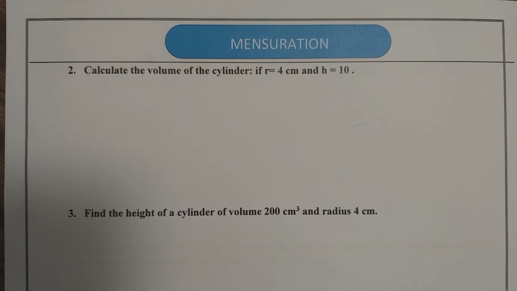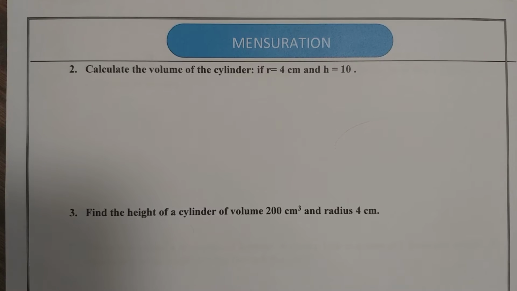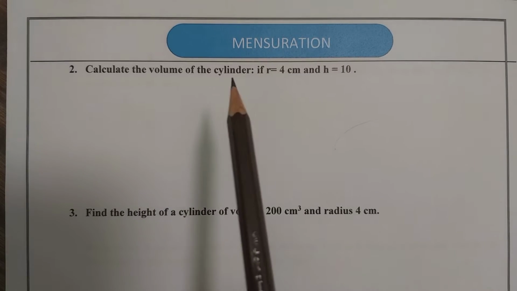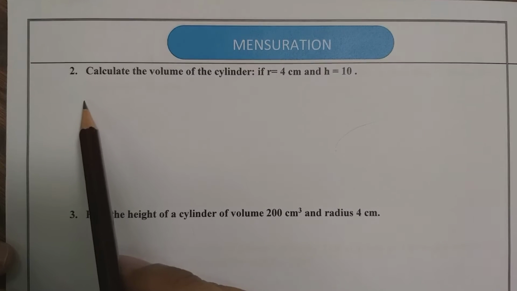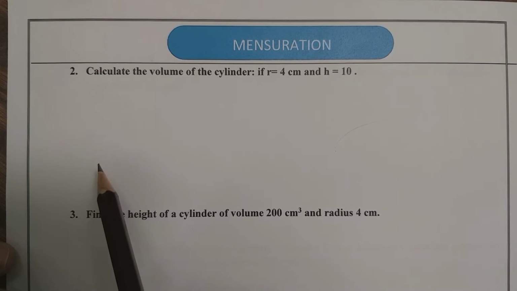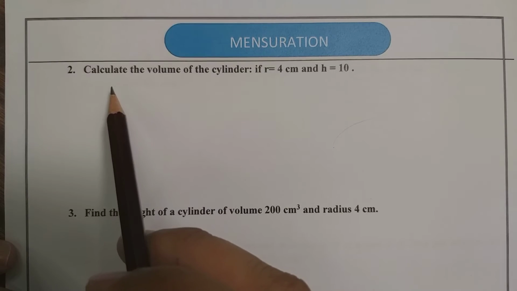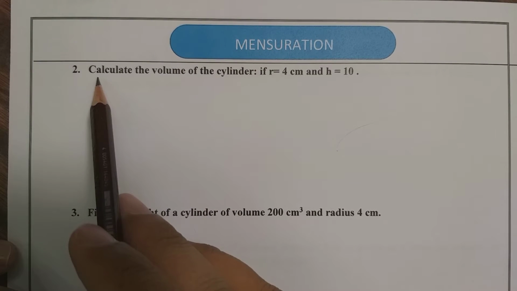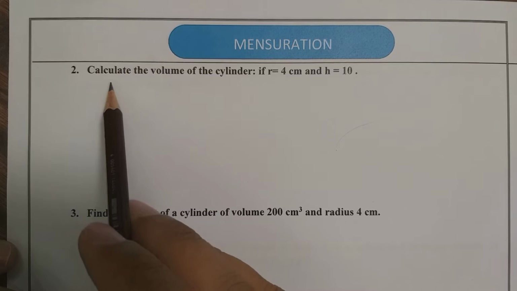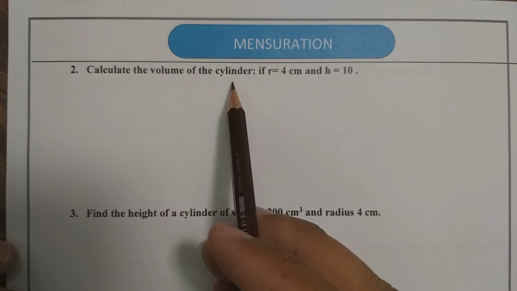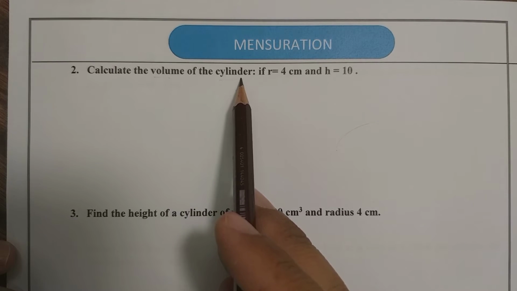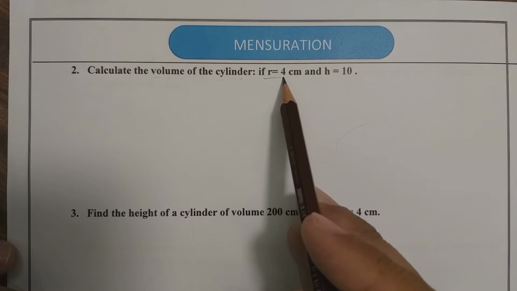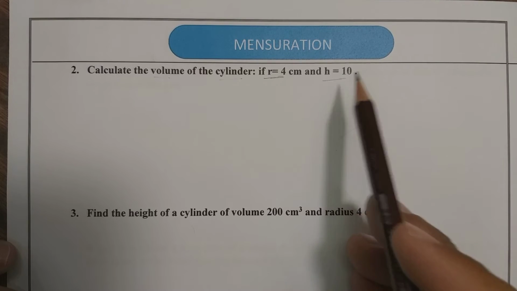Today, again, we are talking about mensuration. In mensuration, today we are talking about word problems. Here we are given a question: calculate the volume of the cylinder. So we need to find the volume of the cylinder if the cylinder has radius 4 and the height is 10.